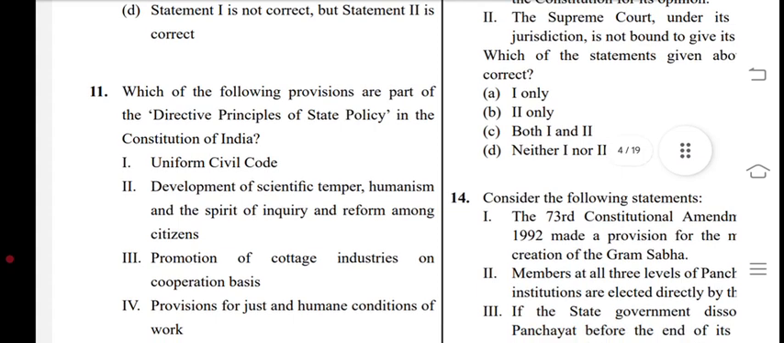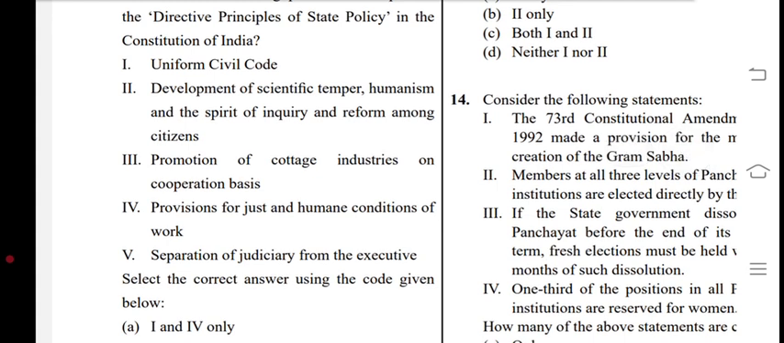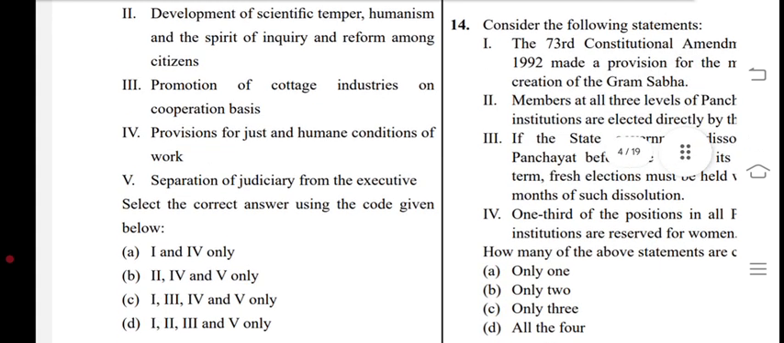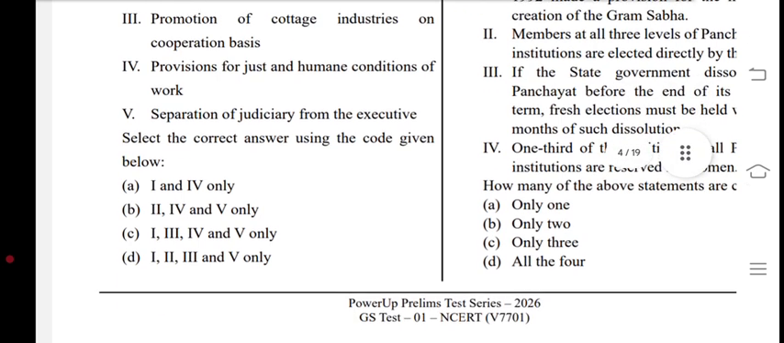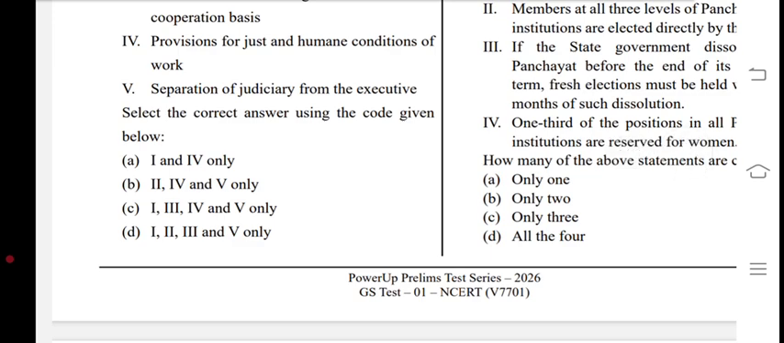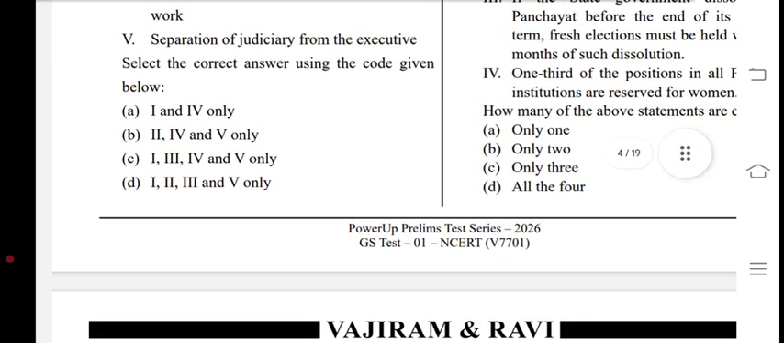Which of the following provisions are part of the Directive Principles of State Policy in the Constitution of India? Uniform civil code, development of scientific temper, humanism and the spirit of inquiry and reform among the citizens, promotion of cottage industries on a cooperative basis, provision for just and humane conditions of work, separation of the judiciary from the executive. Please correct.